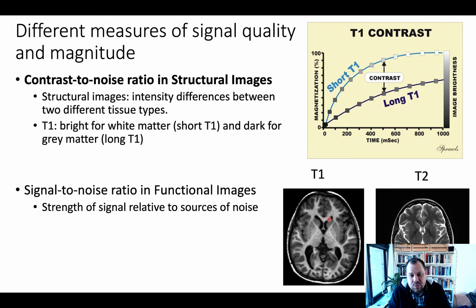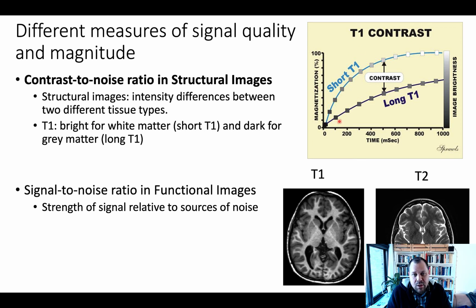And this allows you to identify these different tissue types. In the T2 image, this is reversed a little bit. Fluid becomes white, so you identify the difference between fluid and other parts of the brain. Whereas in the T1 image, you can also identify gray matter. And this depends on this T1 or T2 contrast.